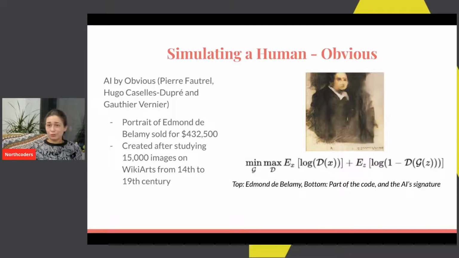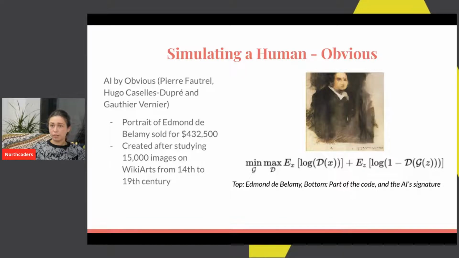Moving on, I had to include this one. The collective Obvious, which is the three people that I've listed on the screen, has trained up this AI. The signature of it you can see just beneath the painting, which has become the most famous artwork it has created. It is the Portrait of Edmond de Belamy, which was sold for $432,500 at an auction a couple of years ago.